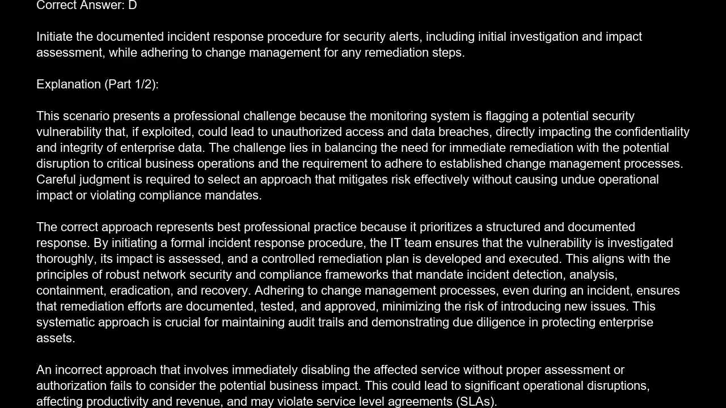This aligns with the principles of robust network security and compliance frameworks that mandate incident detection, analysis, containment, eradication, and recovery. Adhering to change management processes, even during an incident, ensures that remediation efforts are documented, tested, and approved, minimizing the risk of introducing new issues. This systematic approach is crucial for maintaining audit trails and demonstrating due diligence in protecting enterprise assets.